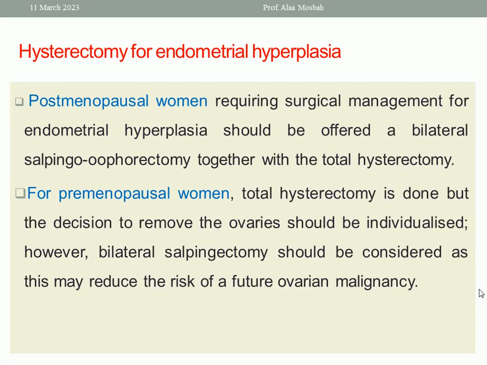If you remove the uterus, what is the aim of leaving the fallopian tube? Leaving the fallopian tube behind may cause ovarian malignancy later on. So please do bilateral salpingectomy, even if you leave the ovaries, because the patient is young and needs the hormones of the ovary. However, if there is high risk for ovarian malignancy, you should also remove the ovaries bilaterally. Okay, I hope it is clear enough.